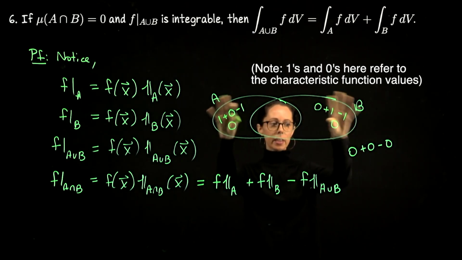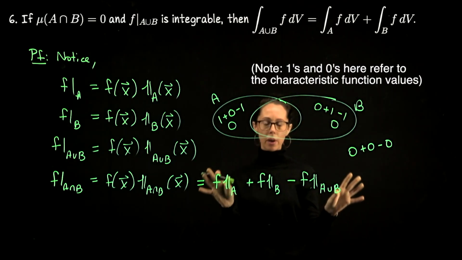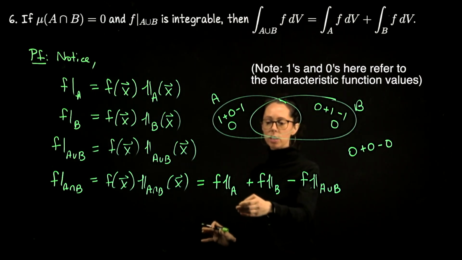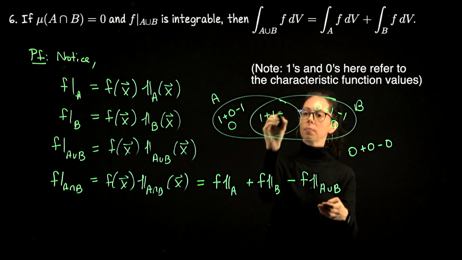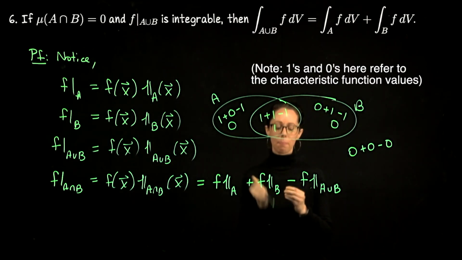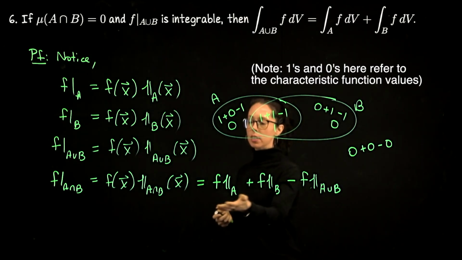Okay, so outside of the intersection, we are indeed 0 as desired. In the intersection, we're going to get 1 plus 1 minus 1, leaving us with just 1. Okay, so this decomposition is correct.